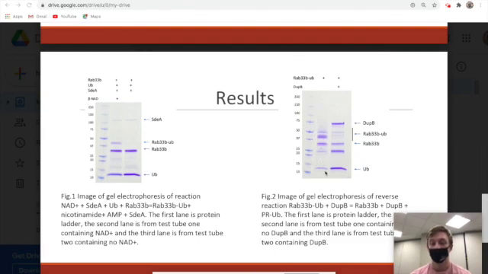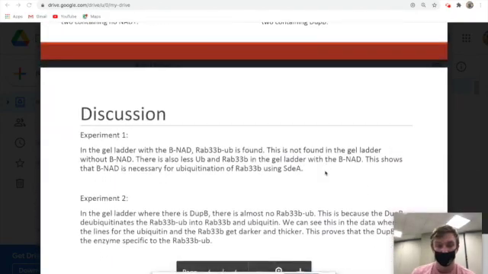And on the right, we have figure 2 from the second experiment. It is an image of a gel electrophoresis of the reverse reaction of RAB33B-UB, DUPB, and then it turns into RAB33B plus DUPB plus ubiquitin. The first lane is the protein ladder. The second lane is from test tube 1 containing no DUPB, and the third lane is from test tube 2 containing DUPB. So we go down to our discussion.